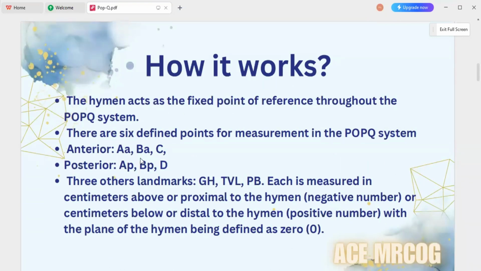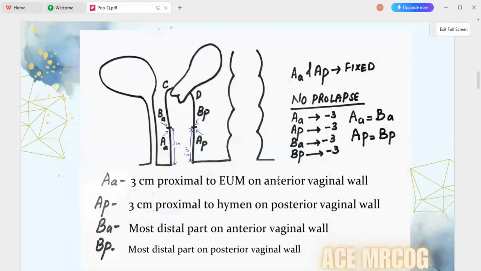In the anterior compartment, we have these points. I will be showing you a diagram in a while. And in the posterior compartment, there are these points. And there are some other landmarks as well. I'm going to show you so that you can understand it in a better way.